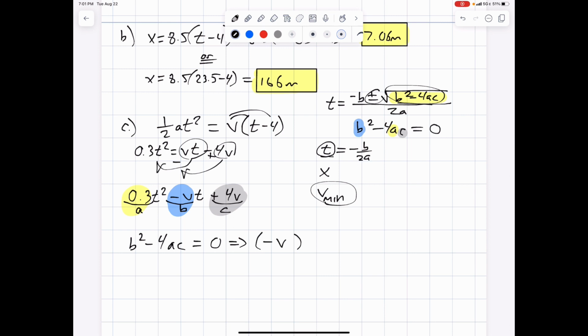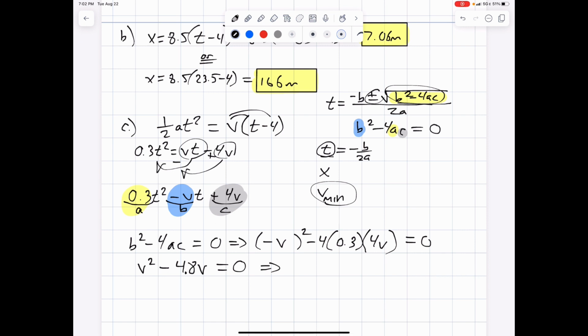So b, what is our b term? It's negative v. Okay, and we've got to square that because that's part of the equation there. Minus 4 times our a term, which was 0.3, times our c term, which was 4v. Okay, and that's going to ultimately equal 0. So we end up with v squared minus, now you are looking at 4 times 4 is 16 times 0.3. Well, that's 4.8. So 4.8v equals 0.